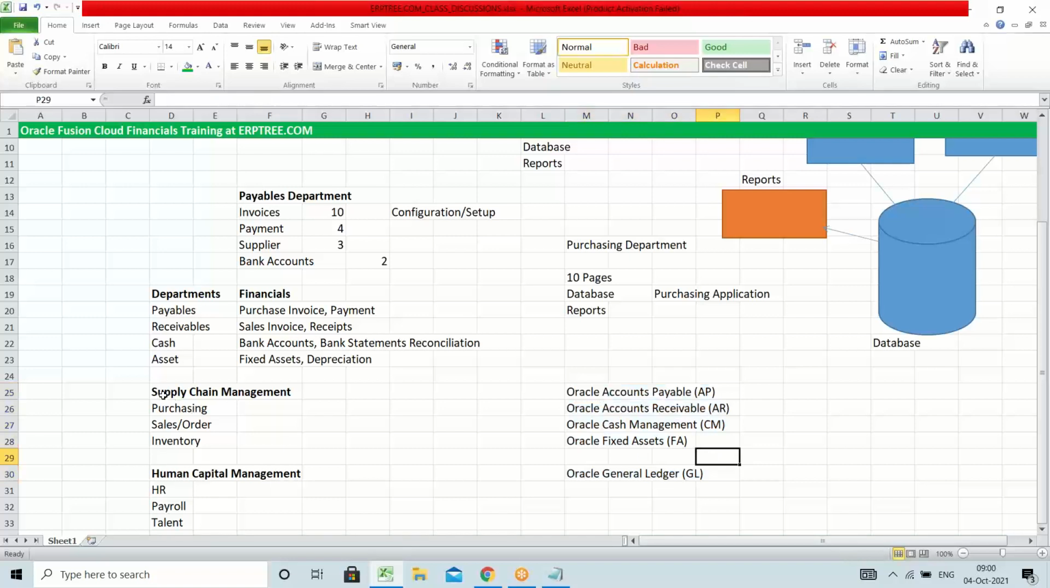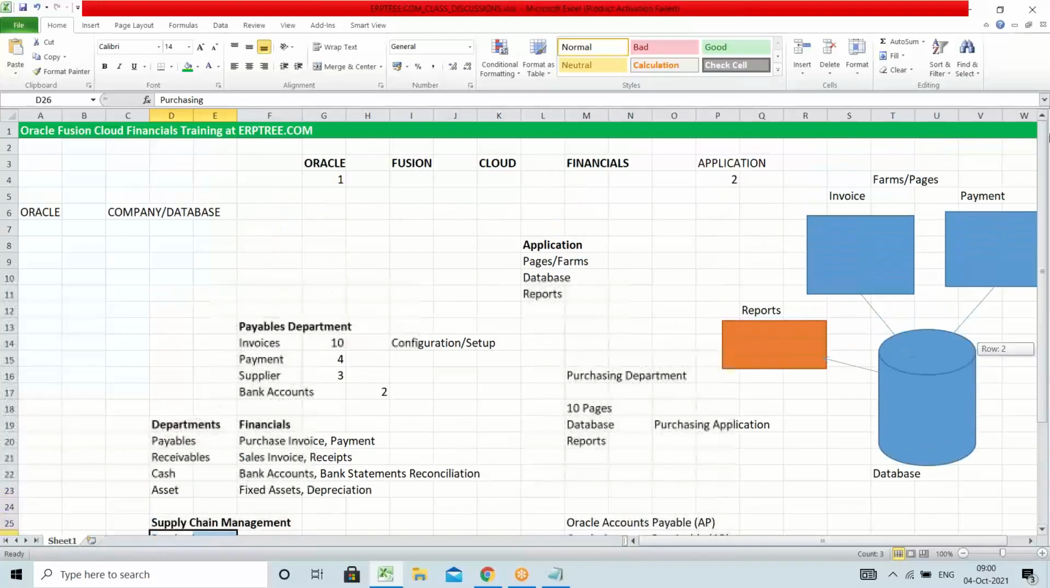The same way, Supply Chain Management. In the purchasing department, they do the purchases. In the sales department, they'll create the sales orders. In the inventory department, they'll maintain the stock and receipts. For these also, Oracle is providing different applications. The names will come to be known very soon. For now, it is not required. So this is what we have to understand.